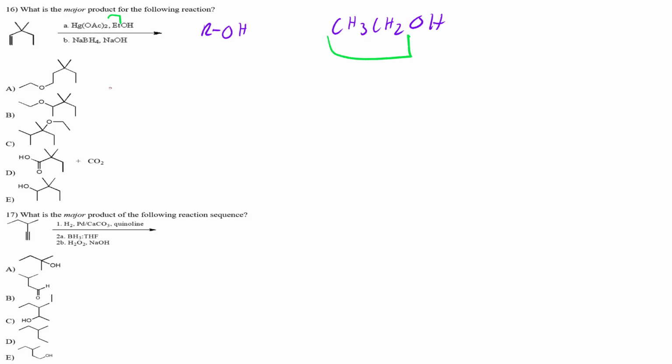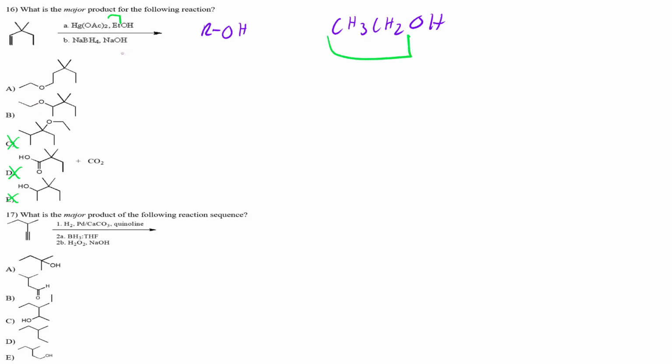So automatically D is wrong because where is your ethyl group? Also, you formed carbon dioxide. Not good. E is wrong because where's your ethyl? That oxygen should have an ethyl somewhere. So A, B, and C look good. Well, actually, C looks bad. Why is oxygen reacting with this methyl? It should be reacting with a double bond. That's wrong. So it's either A or B.